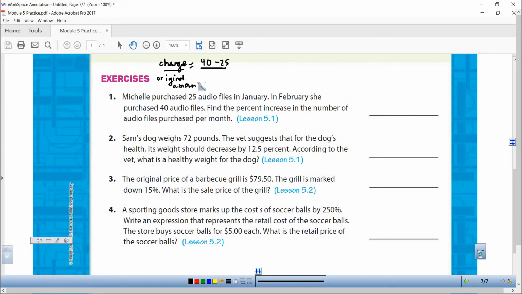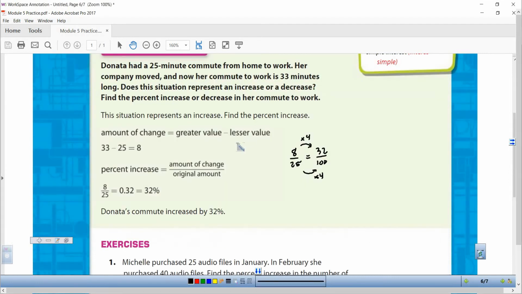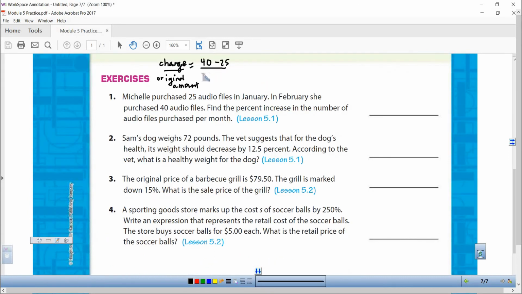How did you know that, Mr. Reese? Because that's what it says right here. Percent increase, or it could be the same as percent decrease, it's the amount of change over the original amount. So the original amount was 25. The amount of change is 40 minus 25, which is 15 over 25.